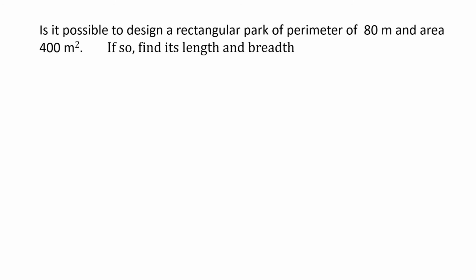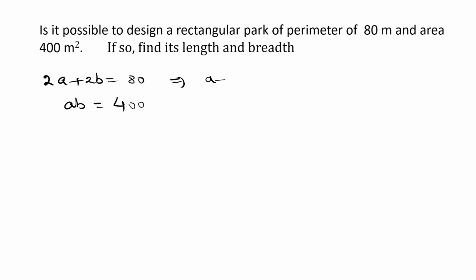Our next question is in a question form. Is it possible to design a rectangular park of perimeter 80 meters and area 400 meters square? If so, we have to find its length and breadth. Let us assume the length of the rectangular park be A and its breadth be B. So we know the perimeter of the rectangular park is 2 times length plus 2 times breadth, and that is given to be 80 meters, and the area, length into breadth, that is A times B, is given to be 400.